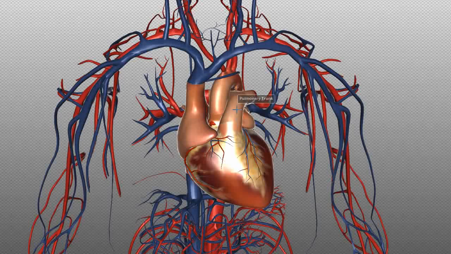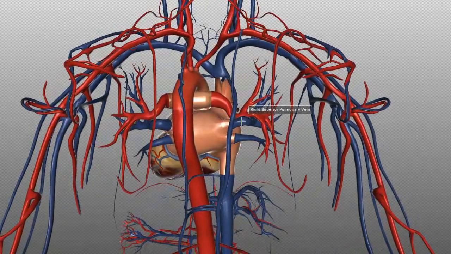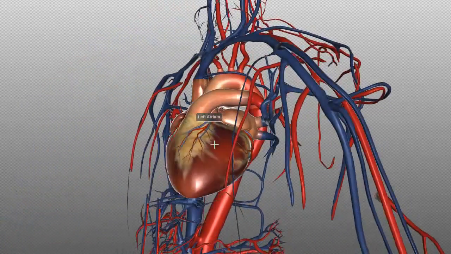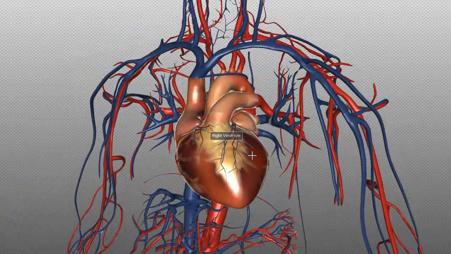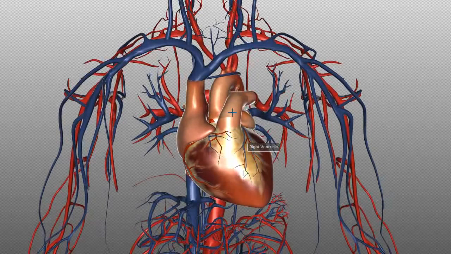Once oxygenated, the blood is returned to the heart via pulmonary veins into the left atrium. The left atrium contracts and sends blood into the left ventricle, which then sends blood out via the aorta to the rest of the body, and this blood is oxygenated because it's been received from the lungs.